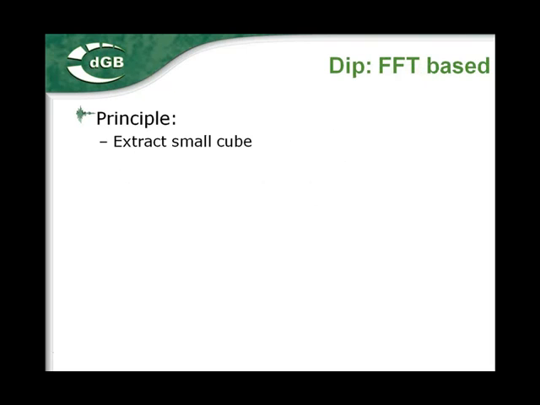For the FFT-based, the principle is that we extract a small cube. Typical dimensions are 3, 3, 3: inline step-out, cross line step-out, and time sample step-out. And that small cube we will move through the data, first in the time direction, in the second direction the inline direction, and the third direction the cross line direction. At every extraction point, so at every sample point, we transform the data to the Fourier or frequency wave number domain.